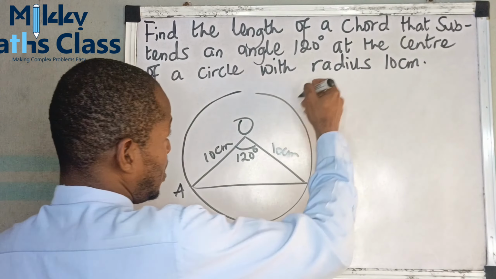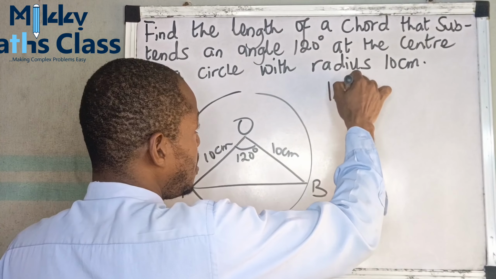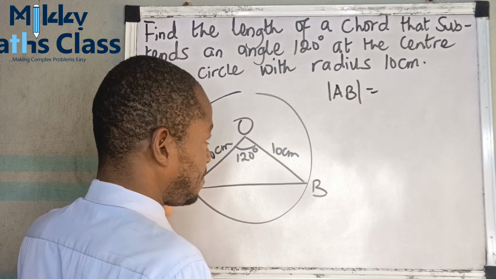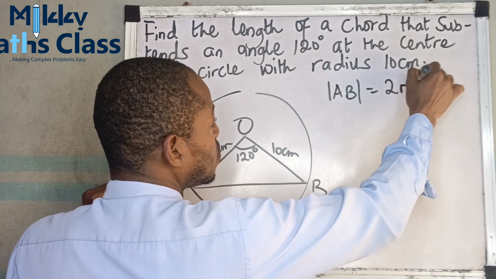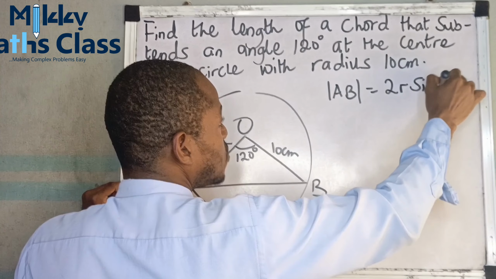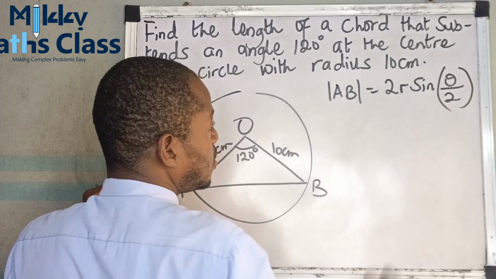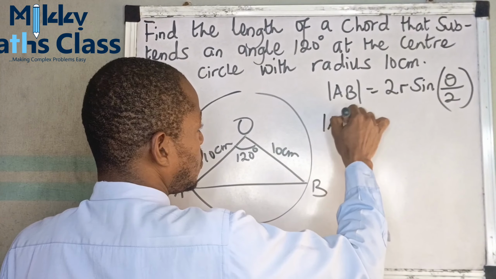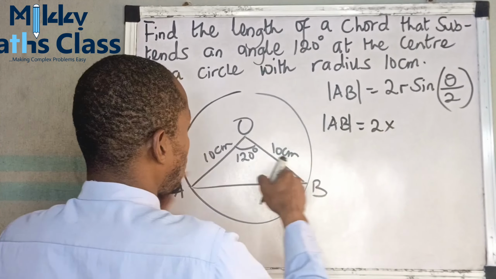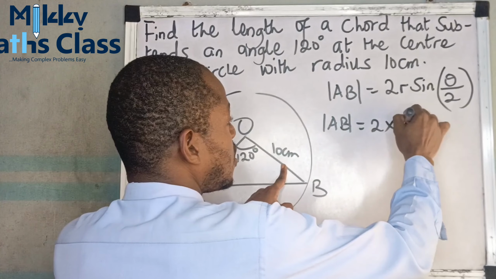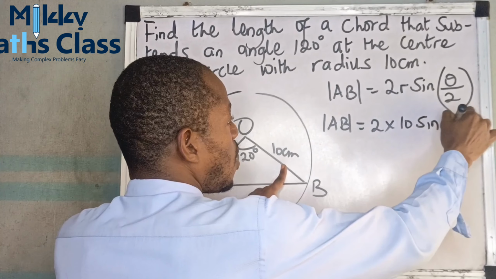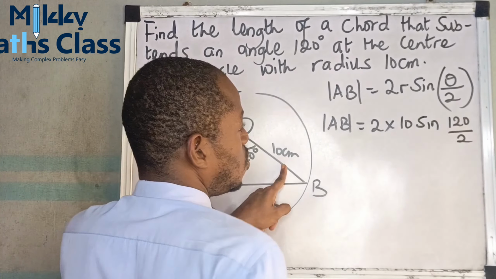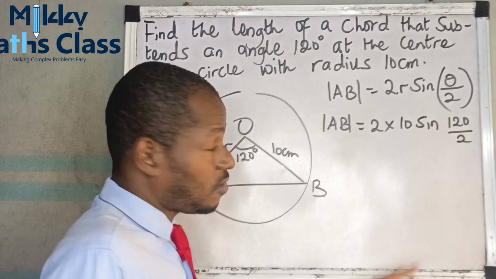Now, the length of a chord, length of AB, is given by the formula 2r sine theta over 2. That's the formula, so we apply it. So our length of AB is 2 times our r, which is 10. 2 times 10 sine 120 over 2. So 120 over 2 is 60 degrees. So this is 20 sine 60 degrees.